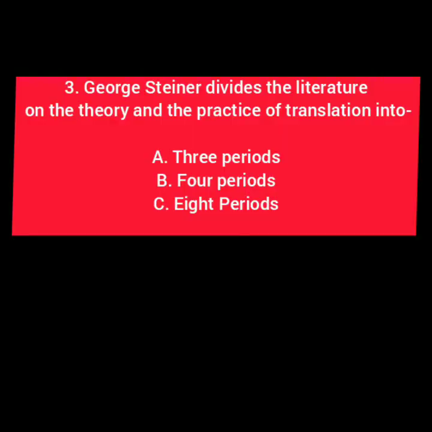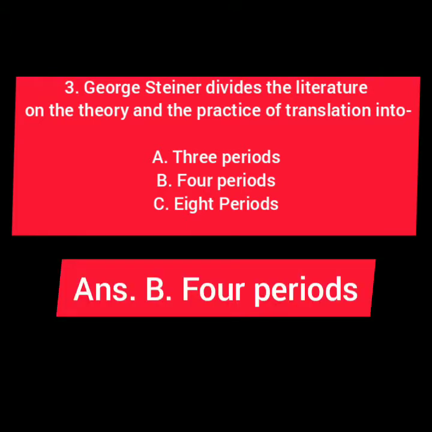Okay. Now we have our third question, which is: George Steiner divides the literature on the theory and the practice of translation into 3 periods, 4 periods or 8 periods. And the right answer of this question is 4 periods. It means that George Steiner divides the literature on the theory and practice of translation into 4 periods.